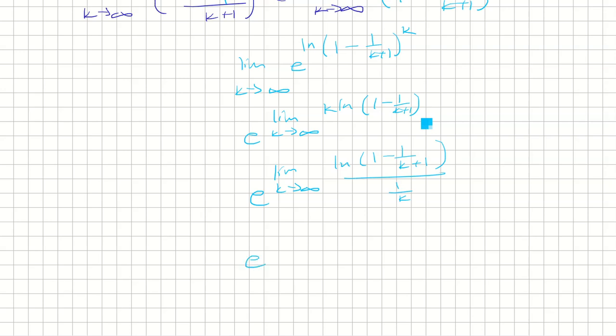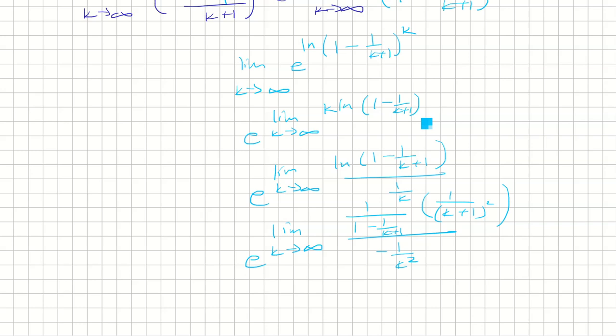So we'll take the derivative of the top, so that's 1 over 1 minus 1 over k plus 1, times the derivative of 1 minus 1 over k plus 1. Let's see, so that would be 1 over k plus 1 squared. And then the derivative of 1 over k is negative 1 over k squared.